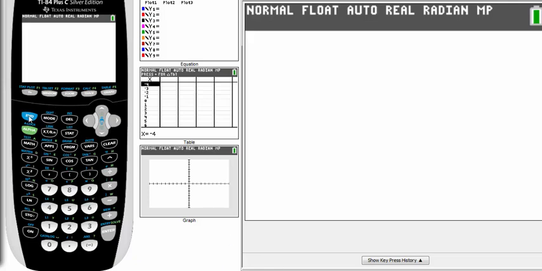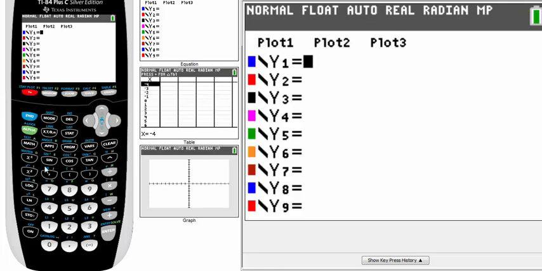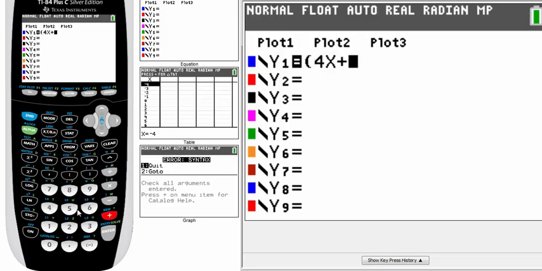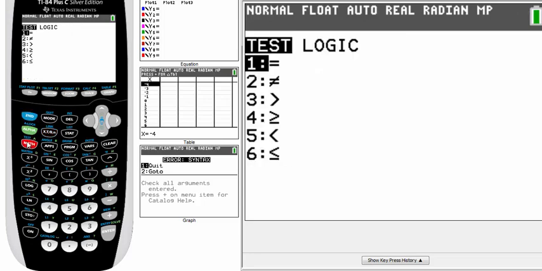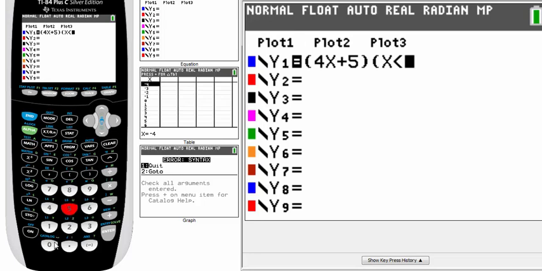So let's go ahead and hit y equals, and we want to graph 4x plus 5. Now everything needs to be in parentheses because I want to be very clear about what values go with which domains. So I have 4x plus 5, and then in parentheses, this doesn't mean multiplication, this is my restriction. So this is where x is less than 0. Okay, now where are the less than signs? Well, if you hit second test, here's my less than sign, number 5, less than 0.